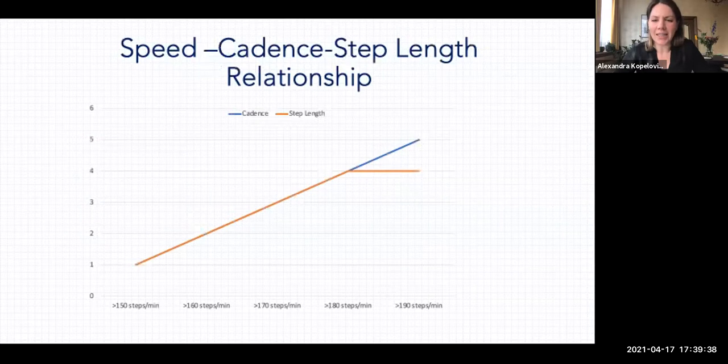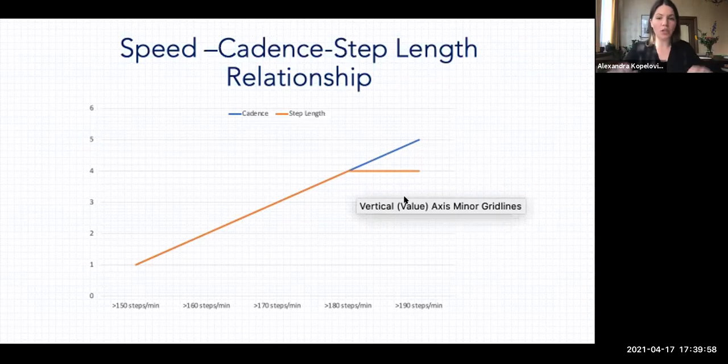The next slide is something I've put together. Like I said, there is a linear relationship between speed, cadence, and step length. When the speed increases and goes past 180, 190 steps per minute, we can see that the cadence keeps increasing while the step length keeps plateauing. That's an interesting thing to note for yourself.